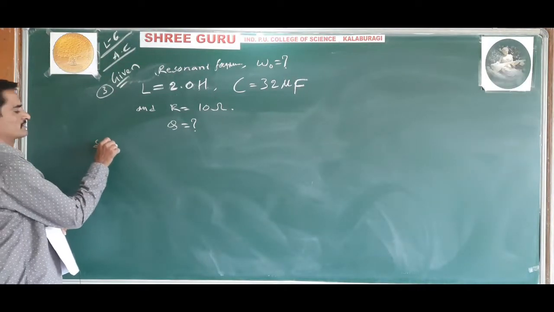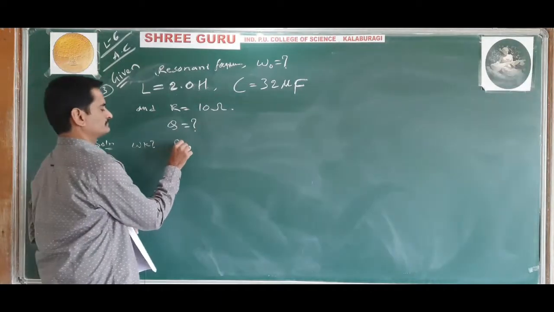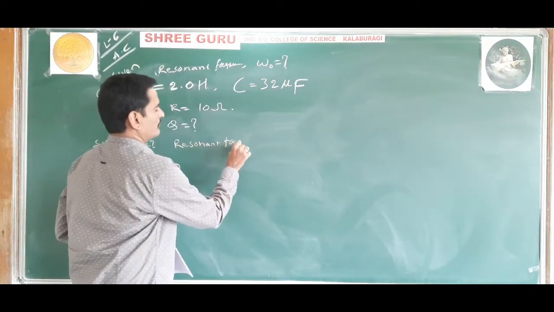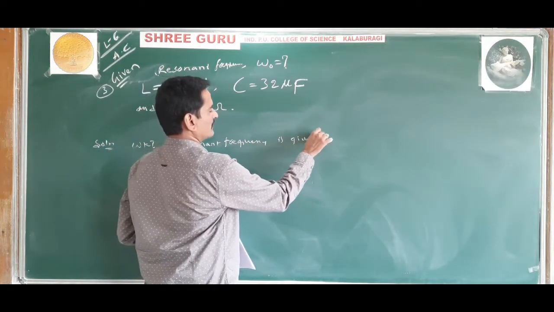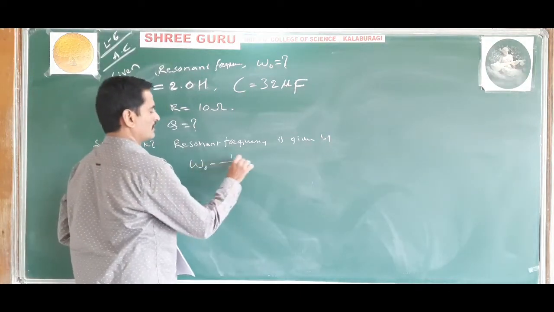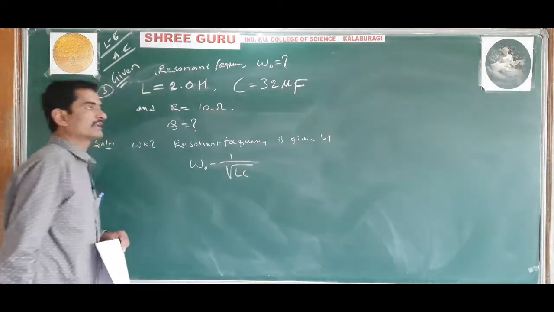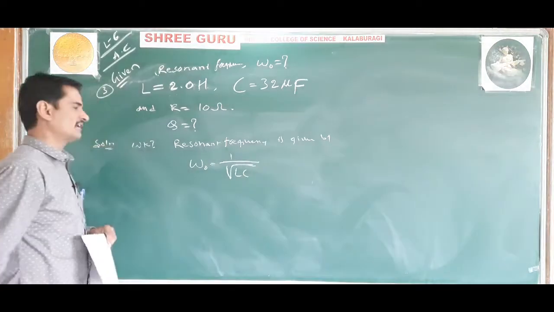So we know that resonant frequency is given by omega naught is equal to 1 divided by root LC. L and C are given, so you can calculate resonant frequency.